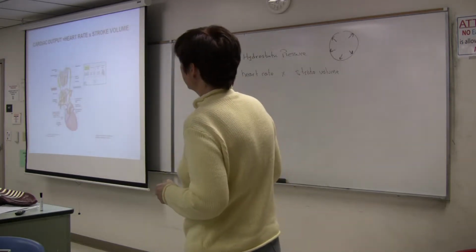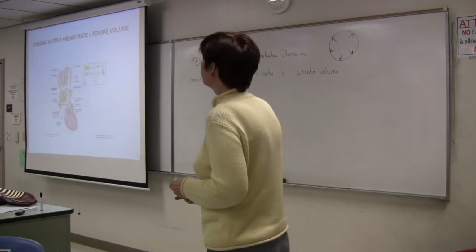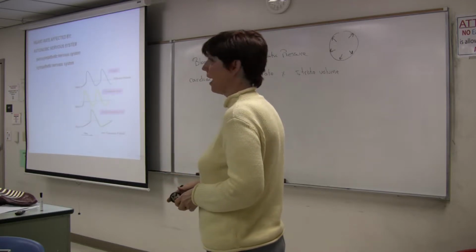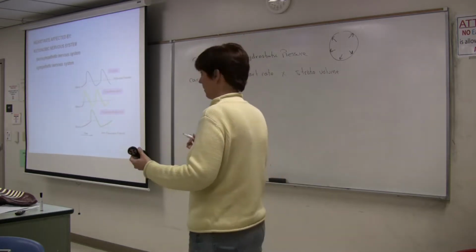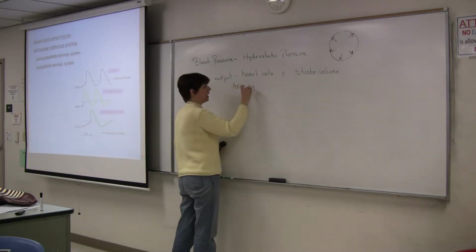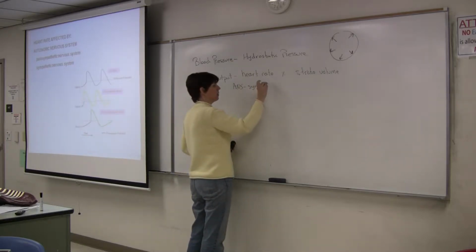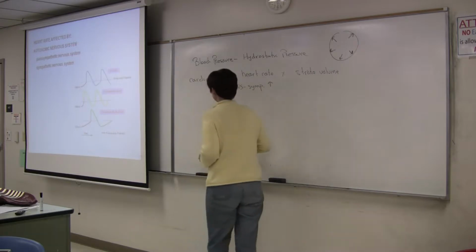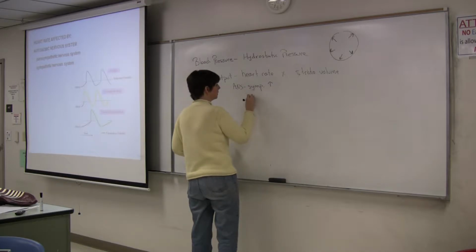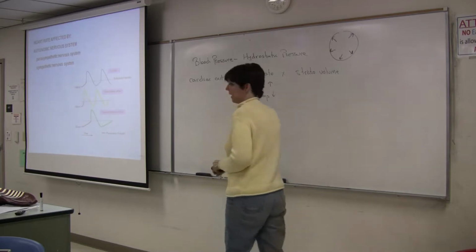So heart rate, then, what factors did we say affect heart rate? Venous return? No, that's stroke volume. So primarily, heart rate is affected by the autonomic nervous system. Okay, so we have sympathetic, or drugs that mimic the sympathetic nervous system, are going to increase heart rate. And parasympathetic is going to decrease heart rate.